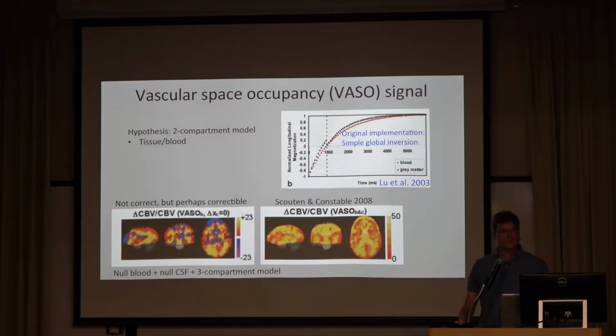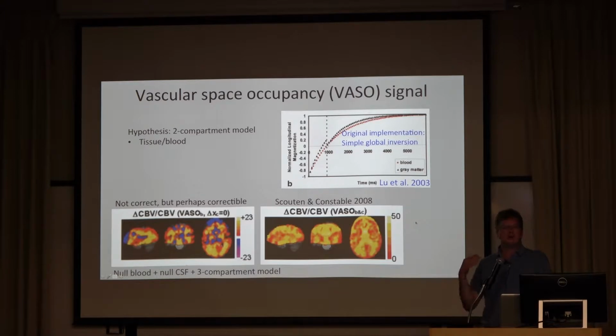And so they said, well, the thing to do is, the problem is that you're moving CSF around. So what you need to do is a blood nulling experiment, then a CSF nulling experiment. Then in those two you can combine and make sense of what's going on. And when they did that, this VASO B is VASO blood, VASO B and C is blood and CSF. When they combine those two, now you get a change in CBV with hypercapnia, which makes sense, right?